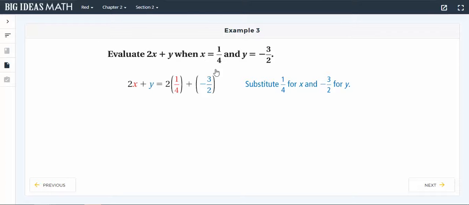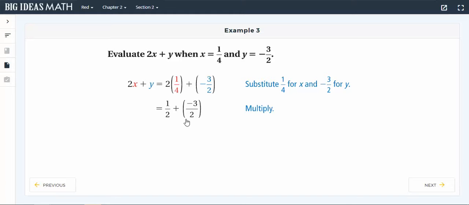So usually when you have this, you would do multiplication first. So your 2 times 1/4 is going to be a half, because this is like 2 over 1. So 2 times 1 is 2, and 1 times 4 is 4, so 2/4 reduces to 1/2. So they got that. 2/4 is a half of a pie. And then plus a -3/2.